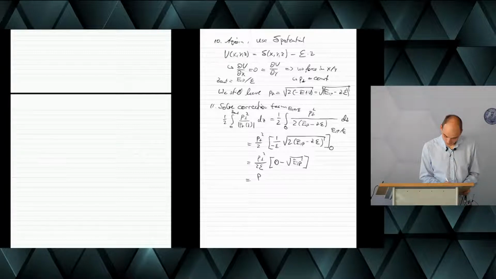And then we have this here, square root, oh, there's a 2 missing. Yeah, the 2 is already missing above. 2 EIP, yes. 2 EIP.